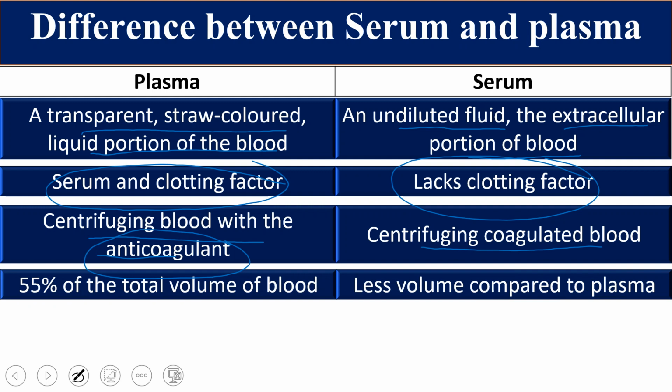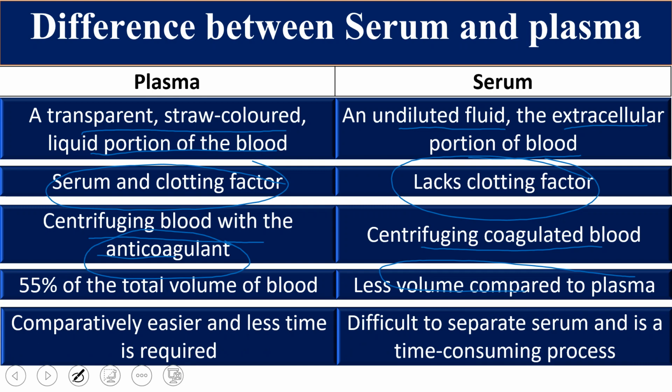55% of the total volume of blood will be plasma. Already we have seen it. 55% is the plasma, 45% or 46% is the formed element, which is RBC 45% and less than 1% buffy coat. Serum is less in volume compared to the plasma. So plasma is roughly 55%. Serum will be less because the clotting factors are also removed.